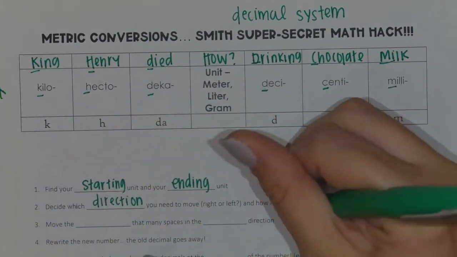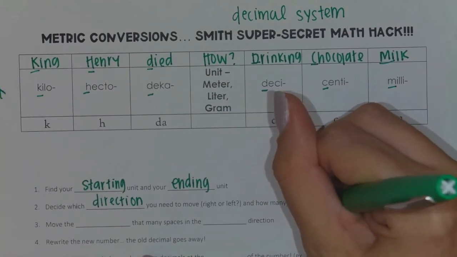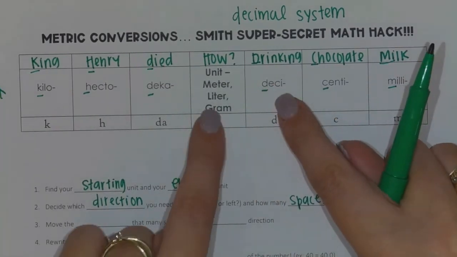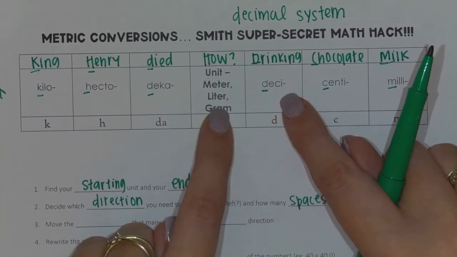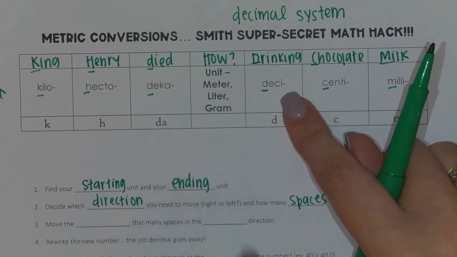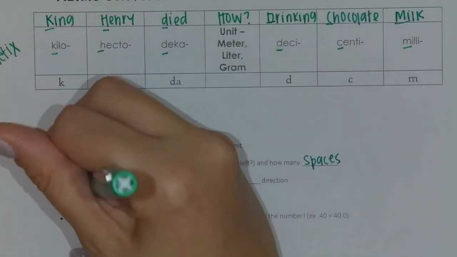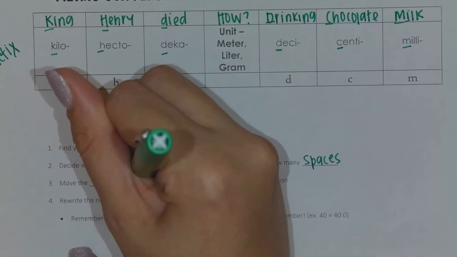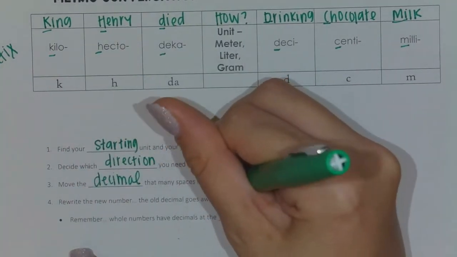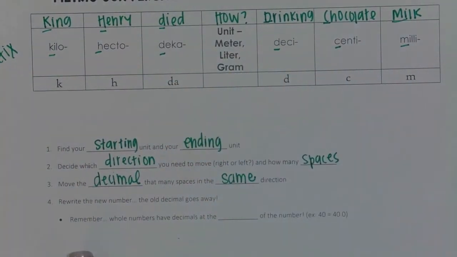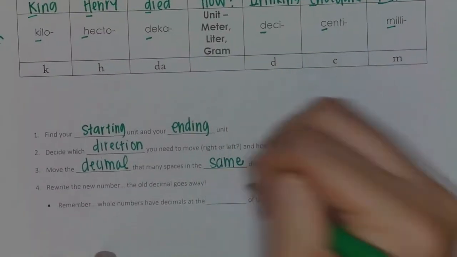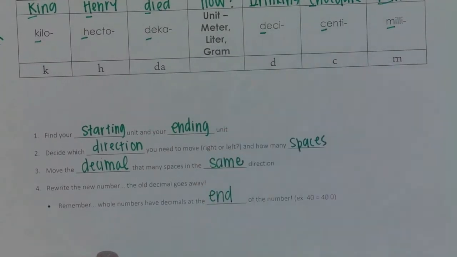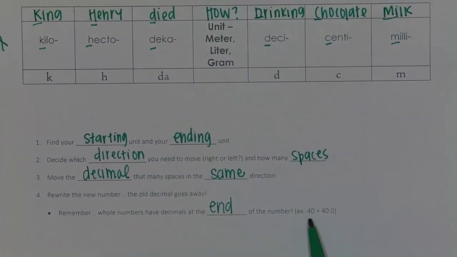The next thing I need to know is how many spaces am I moving? So deci to liter, that's just one space there. They're right next to each other. So this means I'm moving to the left one space. Now, what am I moving? I'm going to move the decimal that many spaces in the same direction. Now, here's just something good to remember. Whole numbers have a decimal at the end of the number. So we can rewrite the number 40 as 40 and 0 tenths.